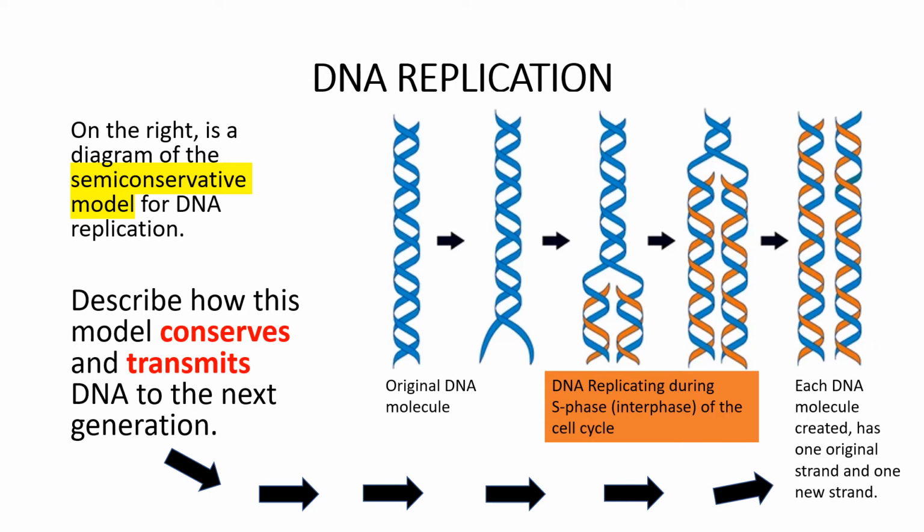This process conserves and transmits DNA to the next generation because, since DNA is double-stranded, one of each of the original strands is passed to the next generation. So it is saved and passed. Okay? That's what you're looking for. Each DNA molecule, when it is replicated, consists of one original strand and one newly built strand.